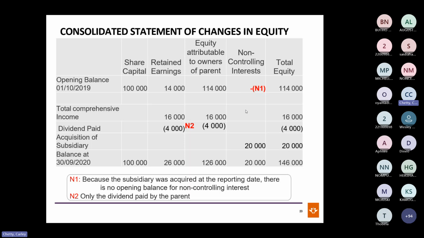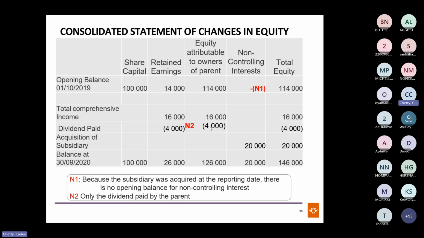Okay, now we need to show the non-controlling interest. So the non-controlling interest, remember we said there's no opening balance because the acquisition of the subsidiary only happened on the last day of the year. So on the last day of the year, we had the 20,000 Rand acquisition of the subsidiary, and we said the 20,000 is attributable to the non-controlling interest. So now at the end of the year, the non-controlling interest is 20,000 Rand.